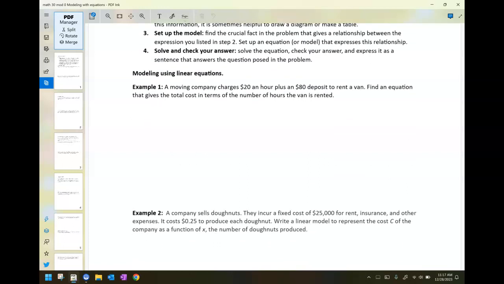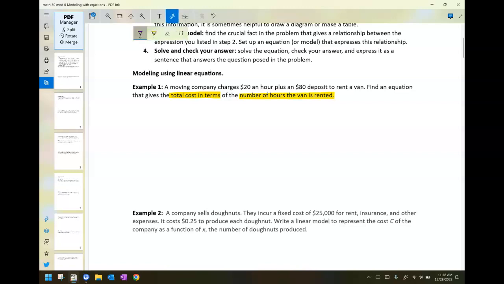Modeling using linear equation. A moving company charged $20 an hour plus an $80 deposit to rent a van. Find an equation that gives the total cost in terms of the number of hours the van is rented. So there are a couple of things that we want. We want to find the total cost in terms of the number of hours the van is rented. So we don't know how many hours the van is rented.